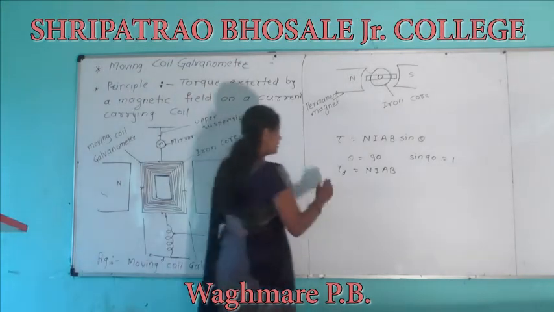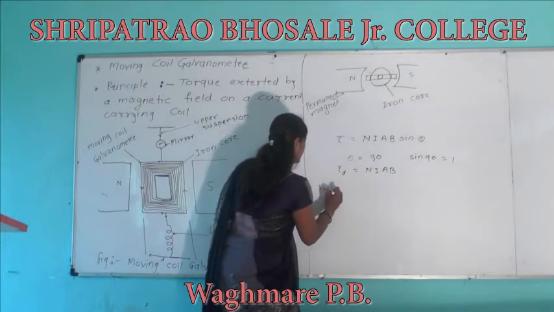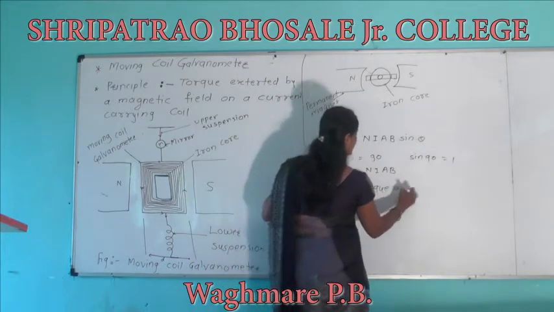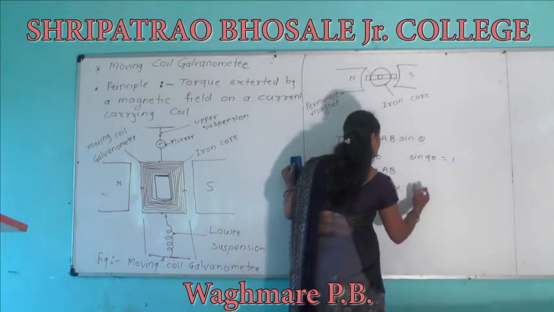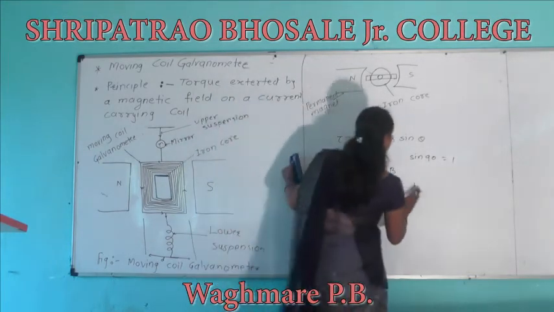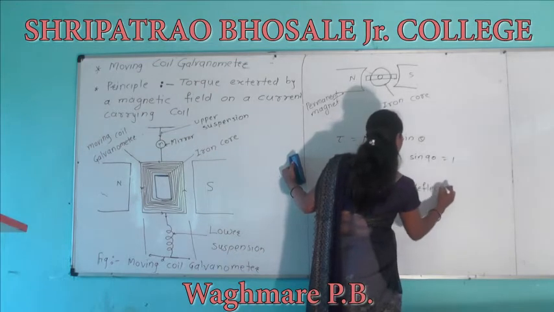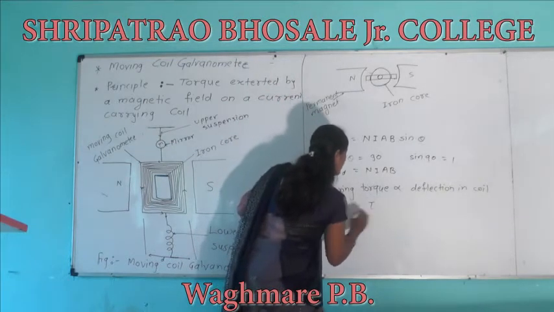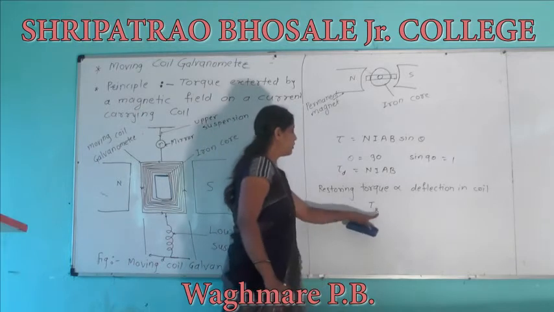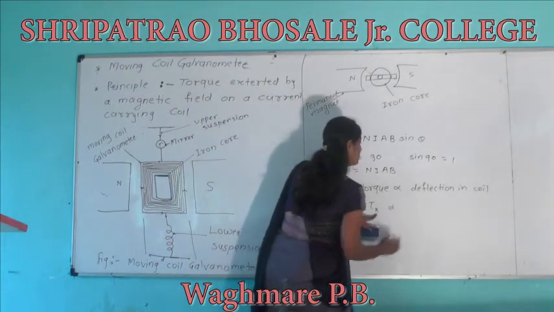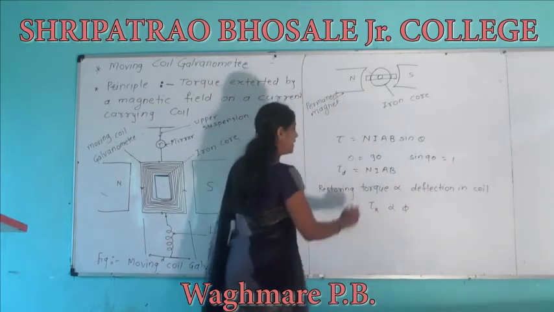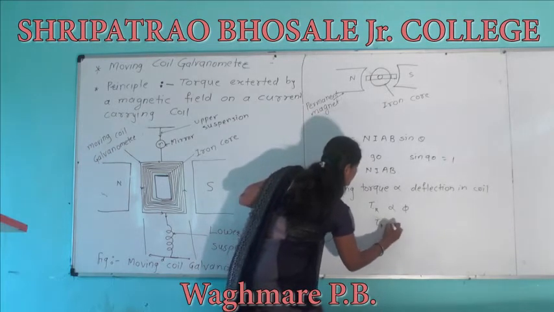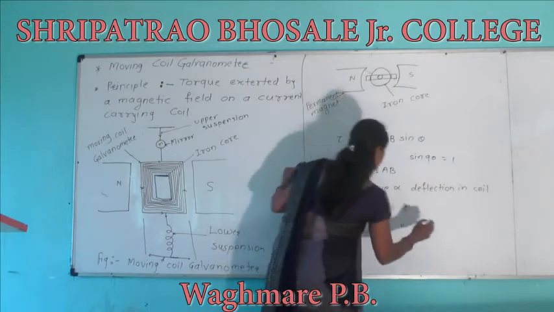And this restoring torque is directly proportional to the deflection in the coil. Therefore, restoring torque is directly proportional to phi, and therefore we can write here torque is equal to K into phi.